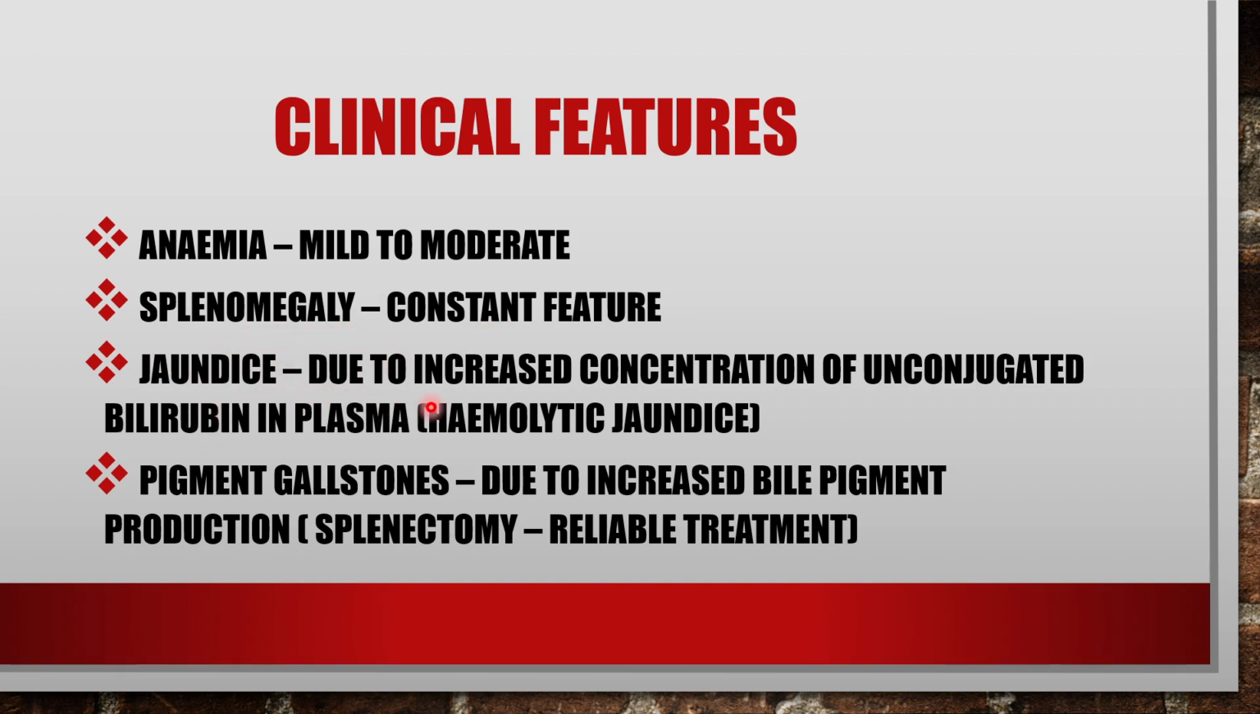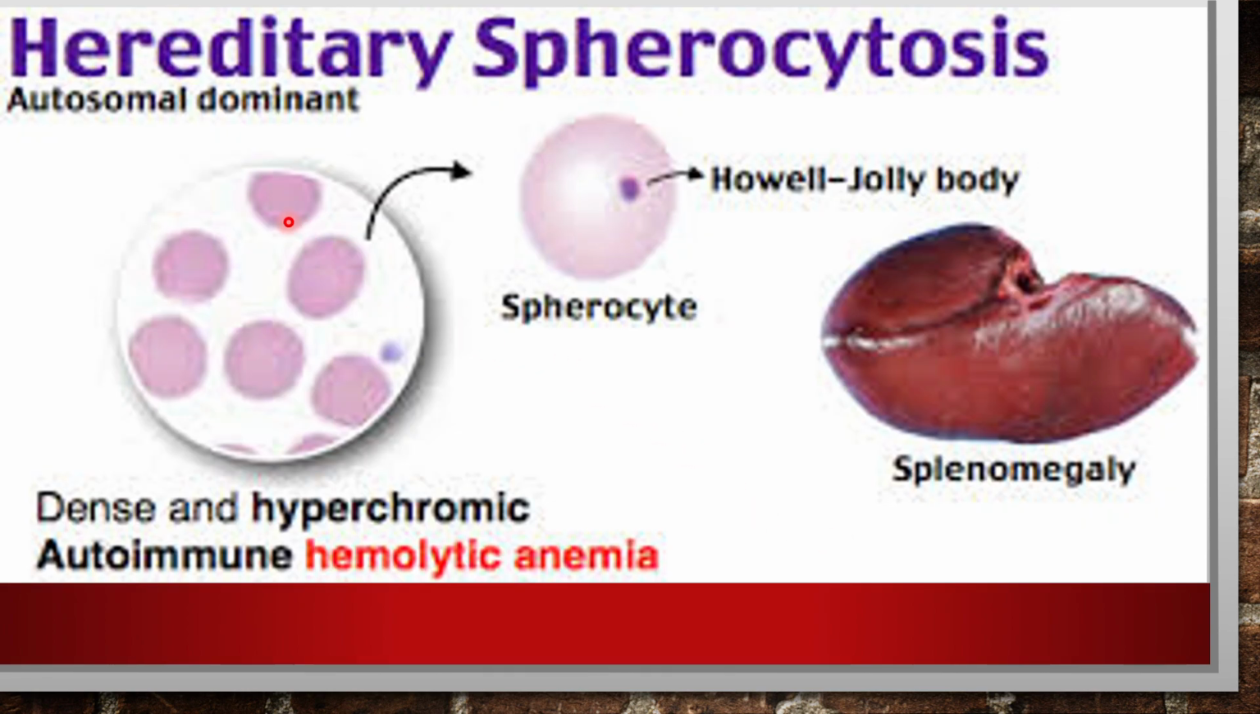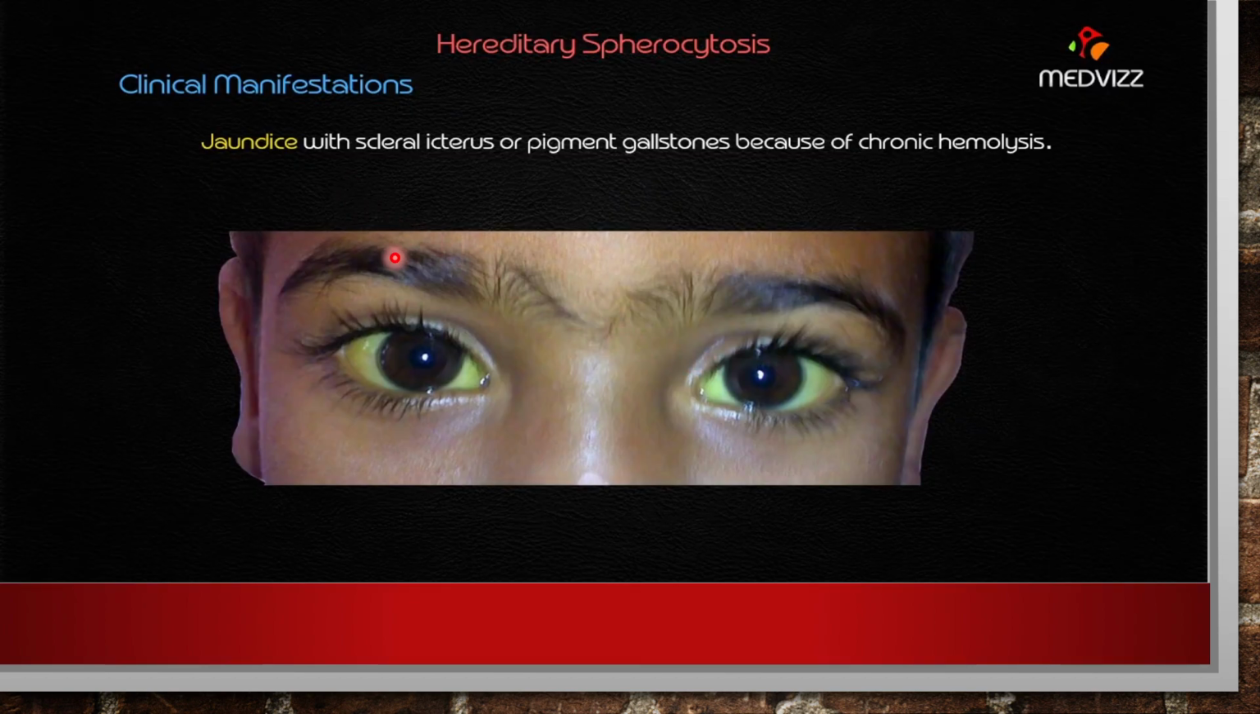Jaundice, due to increased concentration of unconjugated bilirubin in plasma, and this is hemolytic jaundice. Pigment gallstones, due to increased bile pigment production, and splenectomy is the only reliable treatment. So these spherocytes have Howell-Jolly bodies present in them and cause splenomegaly and jaundice with scleral icterus or pigment gallstones because of chronic hemolysis.